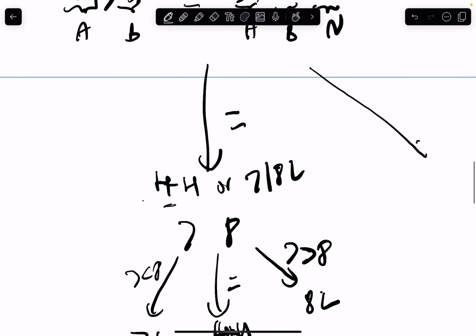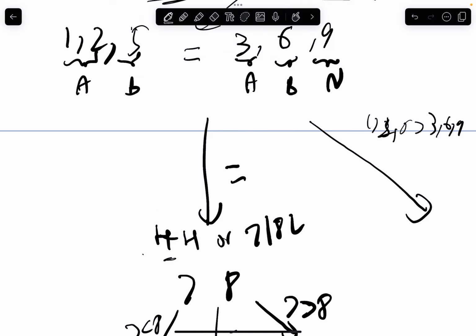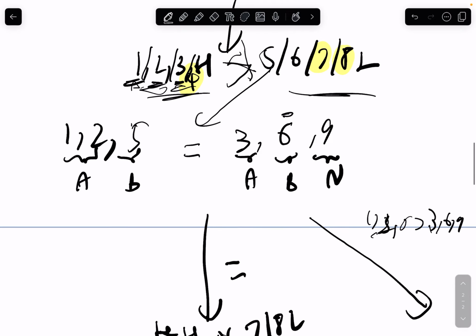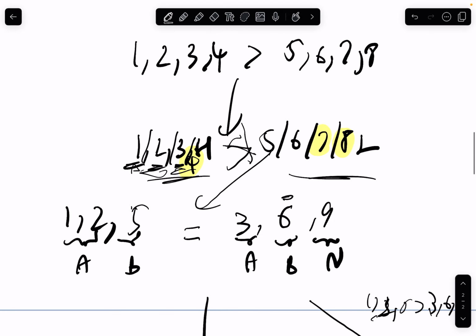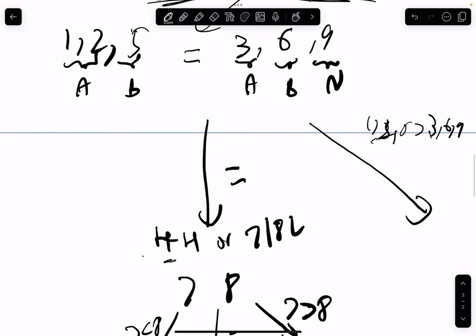Let's look at the other case in which 1, 2, 5 are heavier than 3, 6, 9. Okay, in this case, you know they're greater, and your previous information dictates that 1, 2, 3, 4 is heavier than 5, 6, 7, 8, right? So just think of it for a minute. What are you left with? You know that 9 is neutral for sure, so it's out.